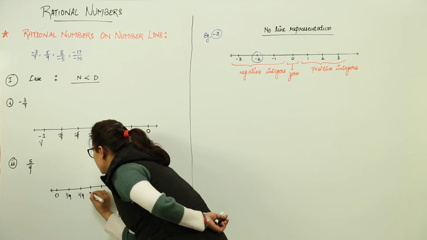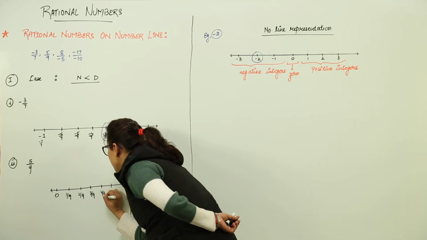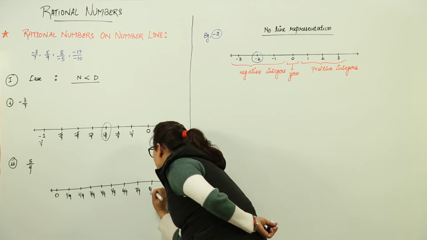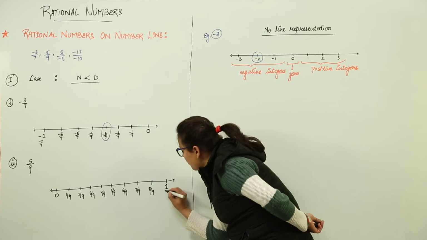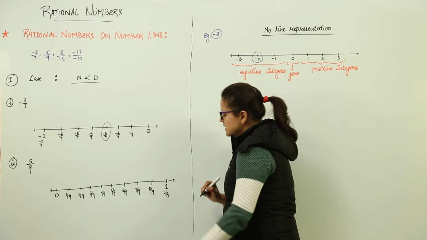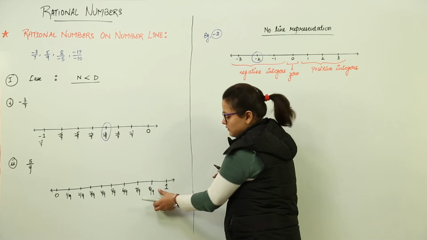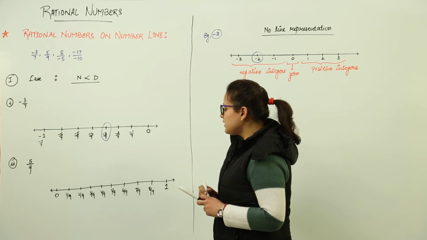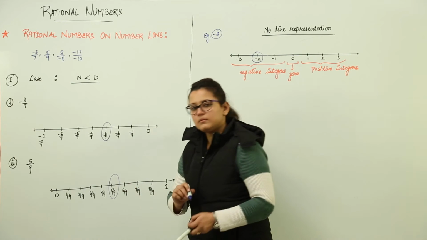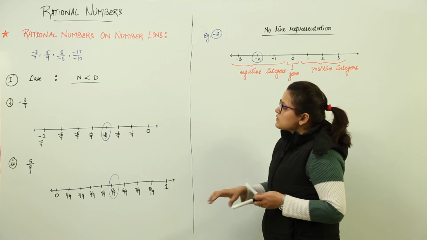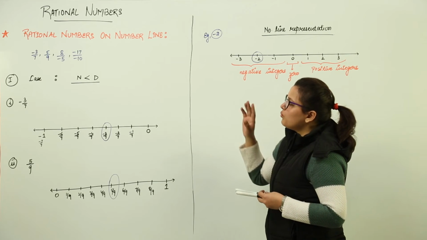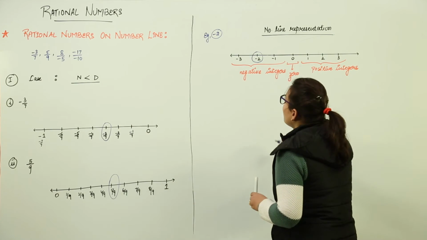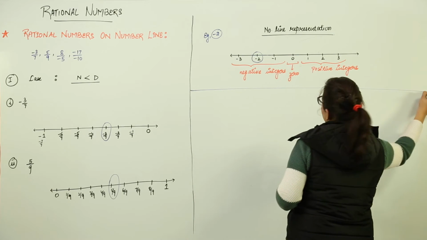1/9, 2/9, 3/9, 4/9, 5/9, 6/9, 7/9, 8/9, and the next would have been how much? 9/9. You can see 9/9 would have been the 1 only, right? So we don't need to write 9/9 here. Now can we make out where is our 5/9? It's over here. Done? So this was the case for rational numbers on the number line when the numerator is smaller than the denominator.